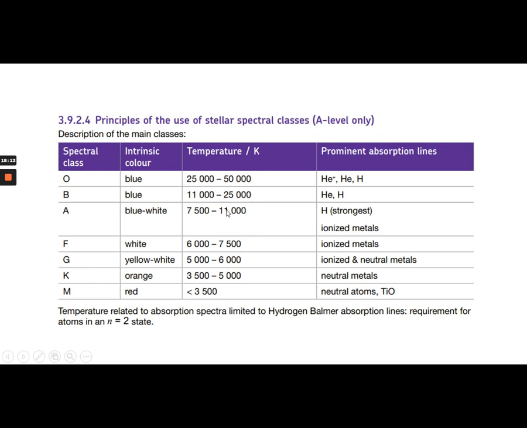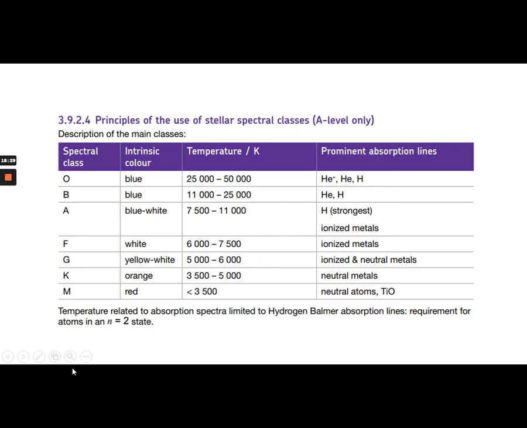That's your A-class star. And then most people can normally remember that the next jump is the halfway point, 25,000 Kelvin. So that's your B-class star. And then 25,000 to 50,000, the last half of the temperatures, is your O-class star, your very hottest.